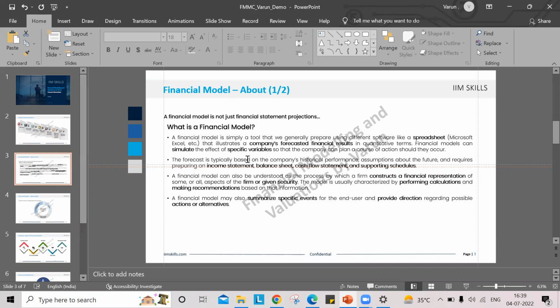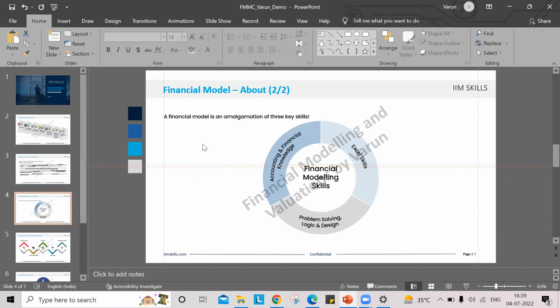So if I have to give you what exactly a financial model is, these could be a few of the definitions that we will learn more about in detail in our sessions. And if I have to summarize in another manner, a financial model requires only three skills. You would have learned or heard that a financial model is difficult, a financial model is tricky.